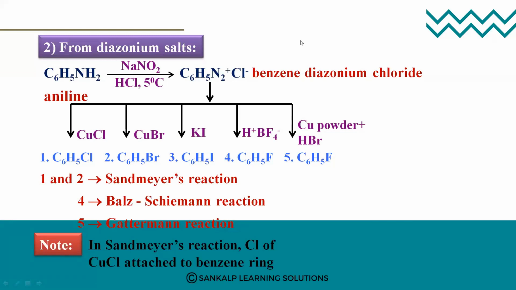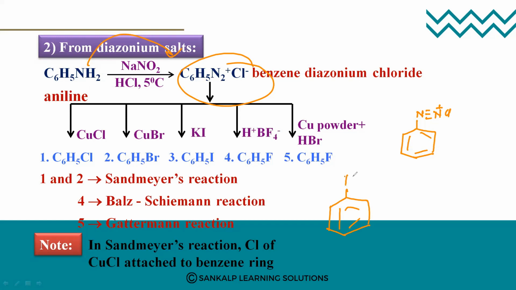Next is from diazonium salts. What are diazonium salts? This is a diazonium salt, that is N2Cl. This is a benzene diazonium salt. How do you prepare benzene diazonium salt? For that you have to take aniline. So aniline will be the starting product.